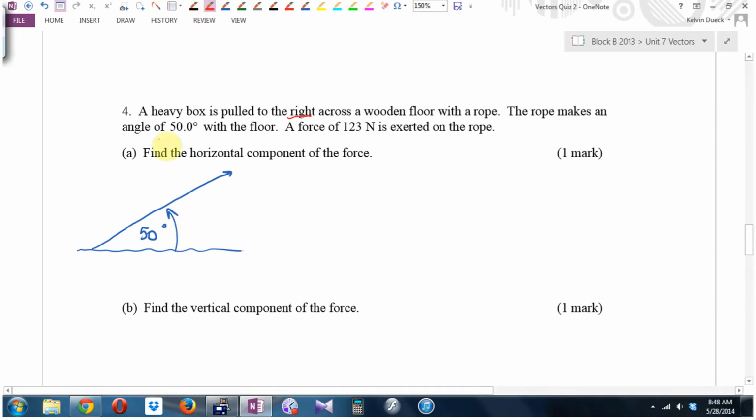Okay. It says we're exerting a force of 123 newtons. I'm going to break that up into horizontal and vertical. Opposite, adjacent. They want horizontal, Mr. Dueck? Cos of 50 equals adjacent over hypotenuse.